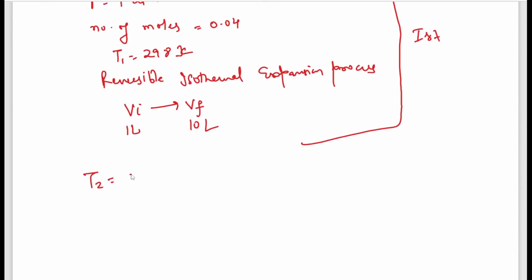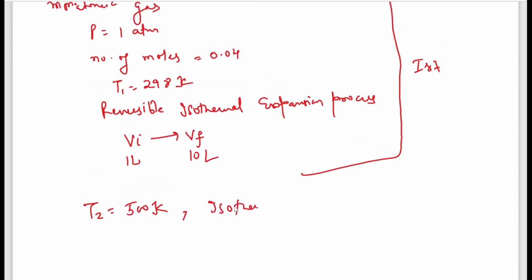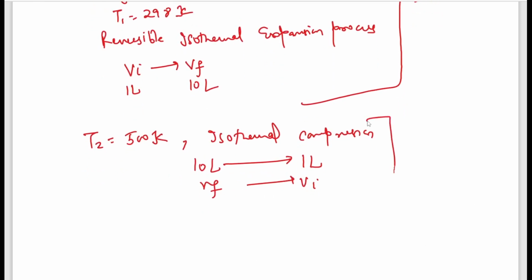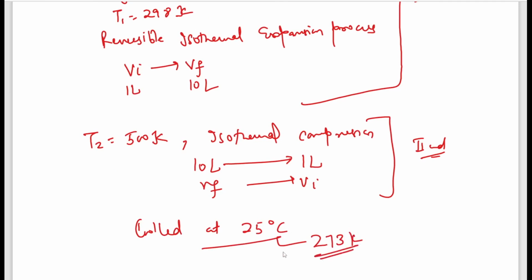Now in the second stage, they are saying that at temperature 500 Kelvin, there is a process of isothermal compression. In this case, volume again changes to 1 liter, final volume to initial volume. This is the second stage. And finally they cooled the system to 25 degrees Celsius, meaning 273 plus 25, that is 298 Kelvin.